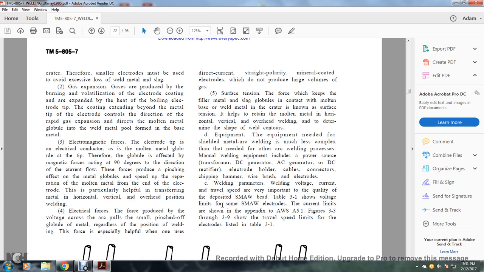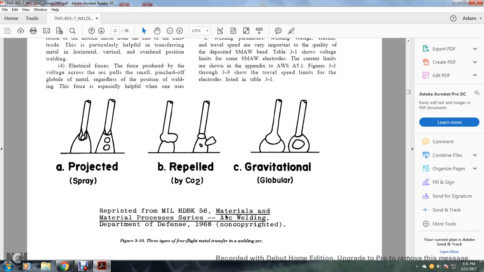Table 3.1 shows the voltage limits for the shielded metal arc welding electrodes. The current limits are also shown in the appendix of the American Welding Society A5.1. Figures 3.3 through 3.9 show the travel speeds for the electrodes listed in Table 3.1. These are reprinted from Military Handbook 56, Materials and Metal Processing Series, Arc Welding, Department of Defense, 1968, non-copyrighted. Figure 3.10 shows the three types of free flight metal transfer in the welding arc: projected spray, repelled, and gravitational.